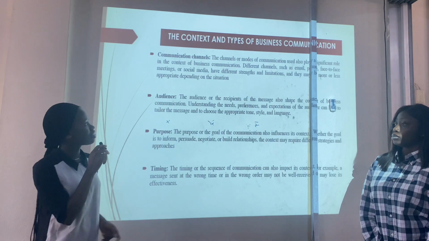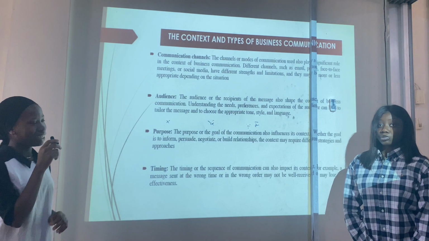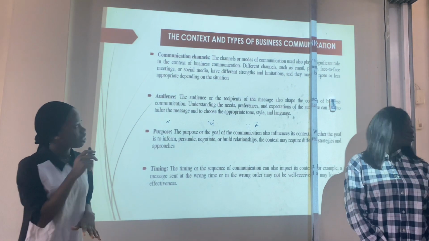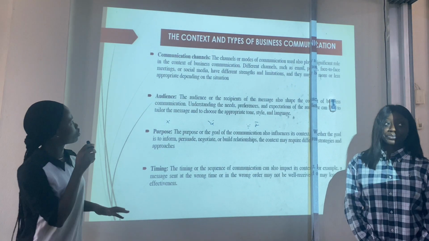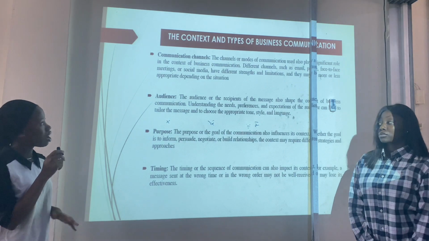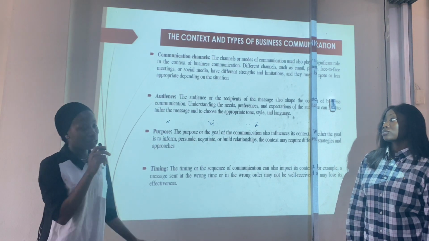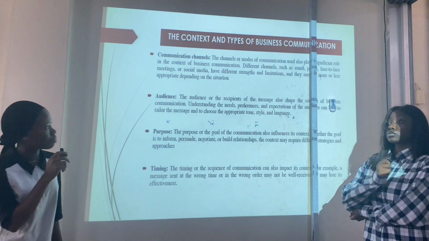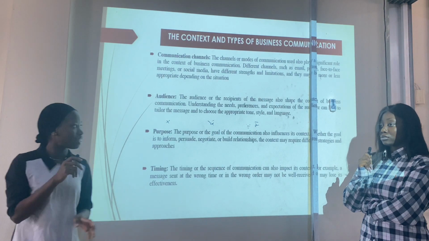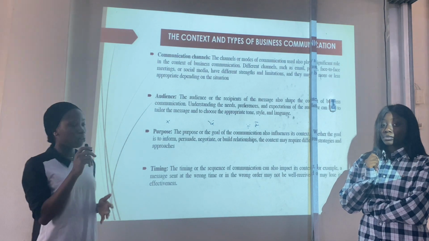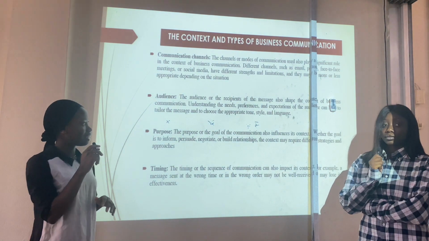Communication channels. The channels or modes of communication used also play a vital role in the context of business communication. Different communication channels such as email, phone, face-to-face meetings, or social media have different strengths and limitations. Audience. The audience or the recipients of the message also shape the context of the communication. Understanding the needs, preferences, and expectations of the audience can enable you to tailor the message and to choose the appropriate tone, style, and language.